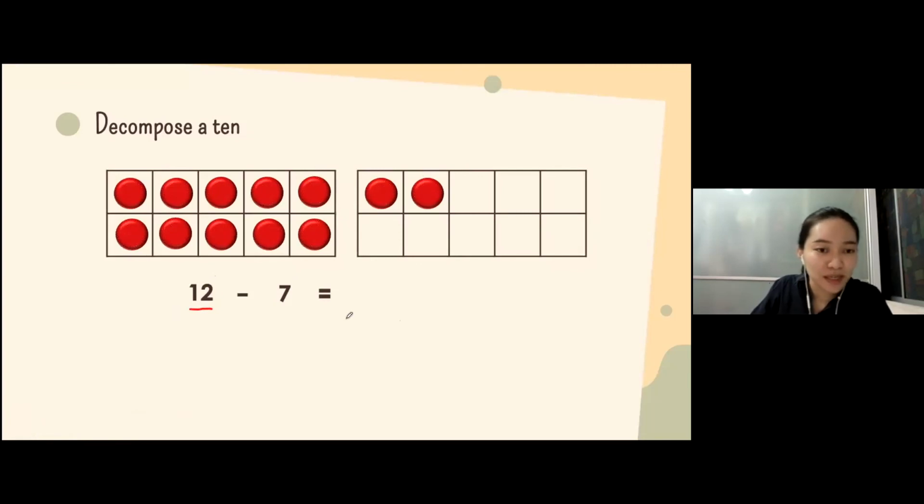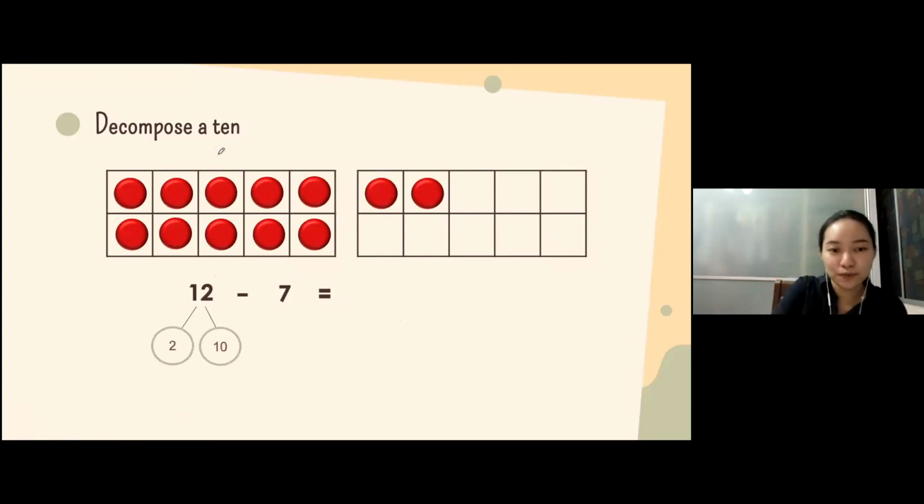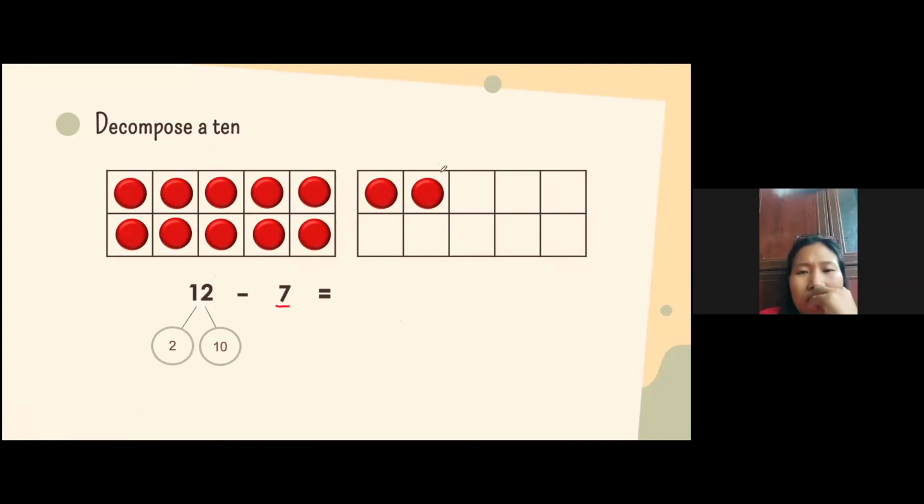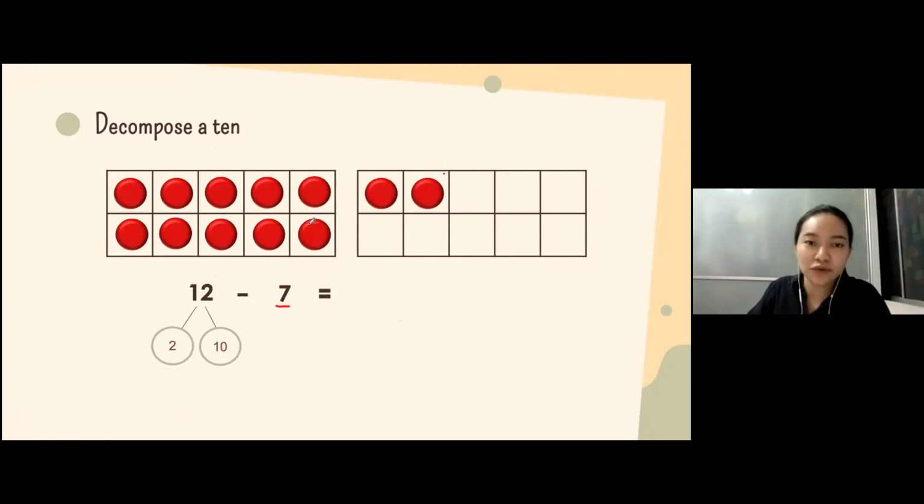Okay. And then we know that 12, look at the 10 frame, is made up of 10 and 2. So now how many do we need to take? We need to take away 7. So instead of taking away from here 1, 2, 3, 4, 5, 6, 7, 1 by 1, why not we take away from the 10? Remember we taught them about 10 minus.